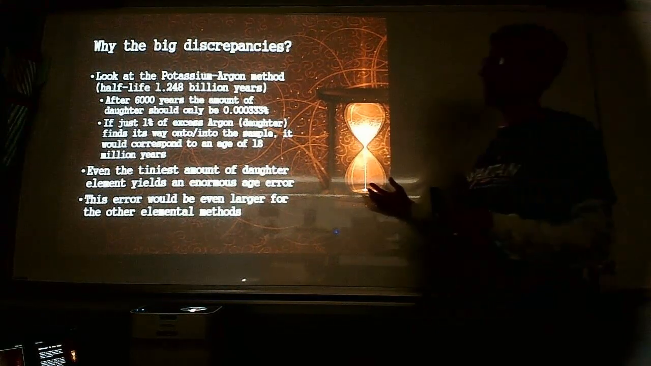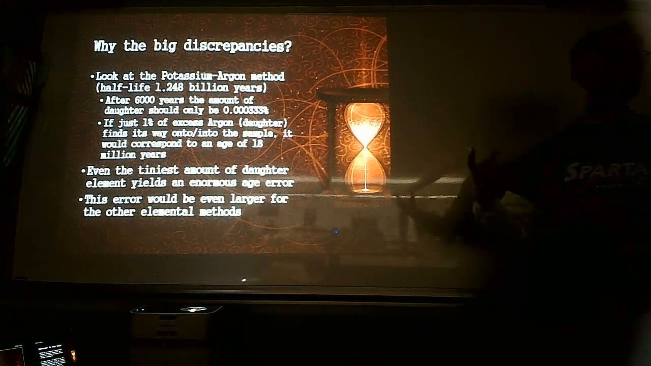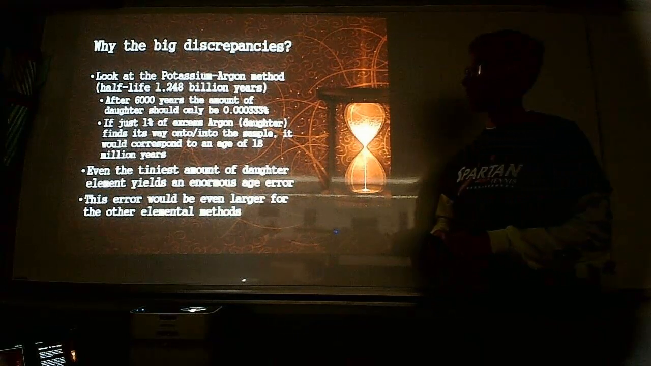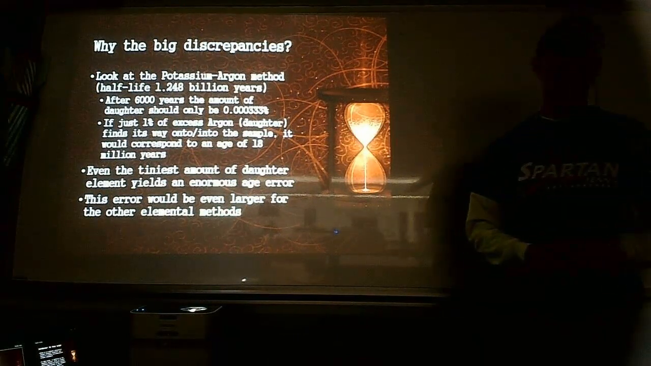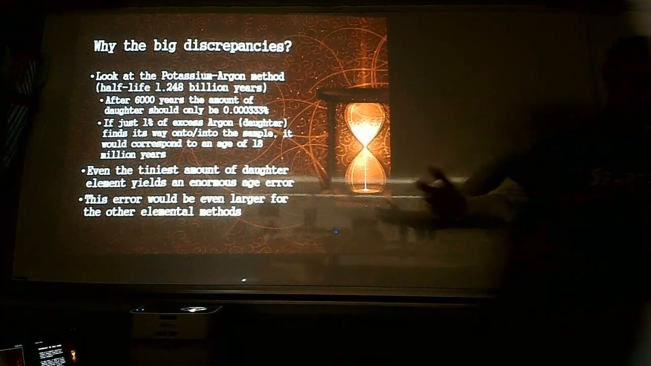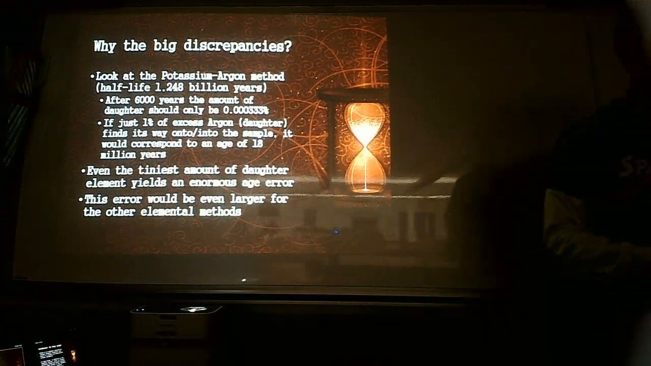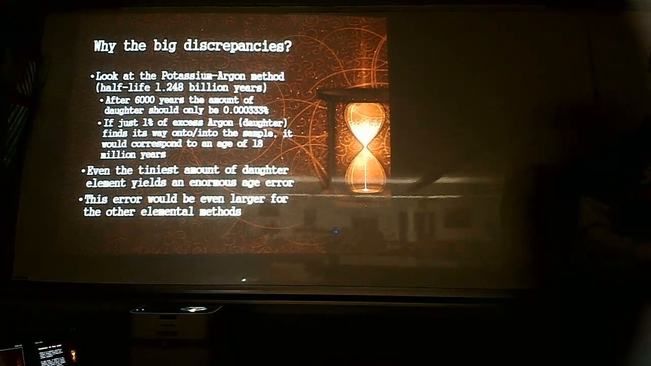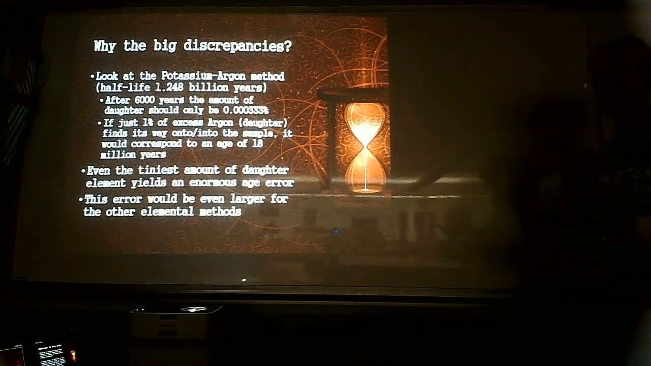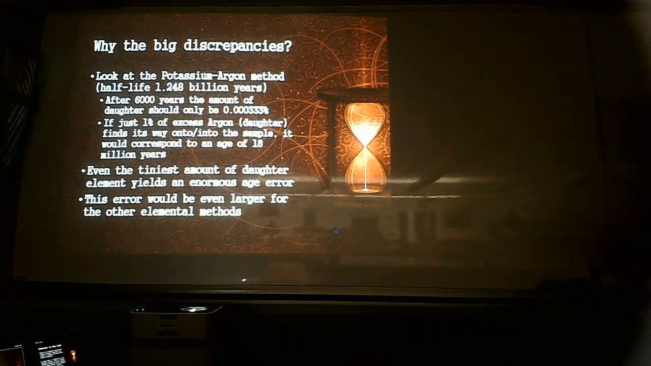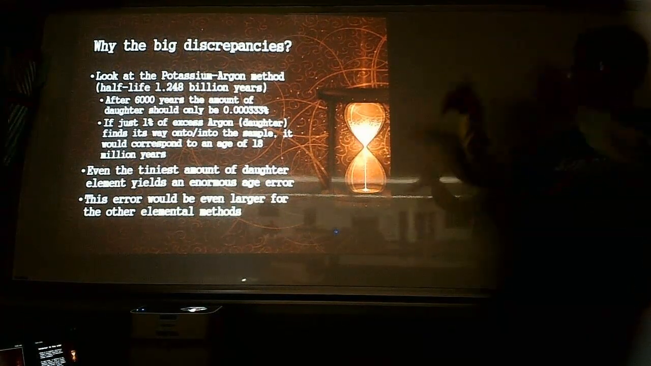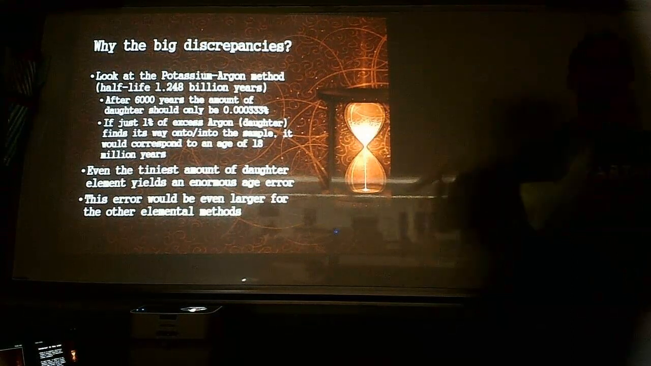We take very special care to make sure there's very little contamination in these samples that undergo this process. But remember, the methods that we use to date things like the Earth or other things that are supposedly billions of years old have extremely long half-lives. The uranium-lead method has a half-life of 4.5 billion years. Rubidium-strontium is 50 billion years. Samarium-neodymium is 100 billion years. So it takes a long time for just half of that element to change into its daughter element.